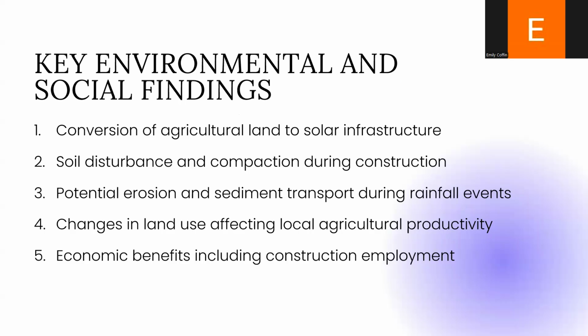One of the main findings of the EIS involved the conversion of agricultural land into energy infrastructure. This type of land use change can have significant environmental and social implications. During construction, large areas of soil must be disturbed in order to install solar panel arrays, access roads, and electrical infrastructure. This disturbance can lead to soil compaction, which may reduce infiltration and increase surface runoff. That increased runoff can raise concerns about erosion and sediment transport during rainfall events. Sediment transport is particularly important because it can degrade water quality and affect downstream ecosystems over time.